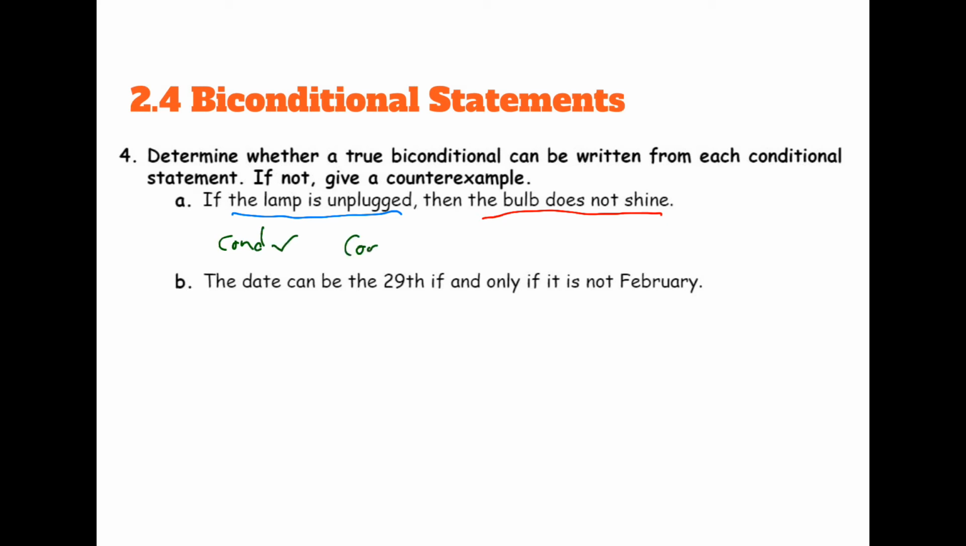So let's try the converse now. We're going to flip those, swap those. So if the bulb does not shine, then the lamp is unplugged. And so can we think of a reason why the bulb would not shine besides the lamp being unplugged? And yeah, we can, right? This one's going to be false. It could be that the bulb just doesn't work. It's out, right? Or it could be that the switch is down, even though the lamp is plugged in, if you got a light switch for it or whatever the case is. So this is going to make the biconditional false as well.